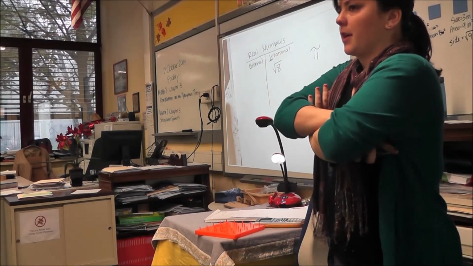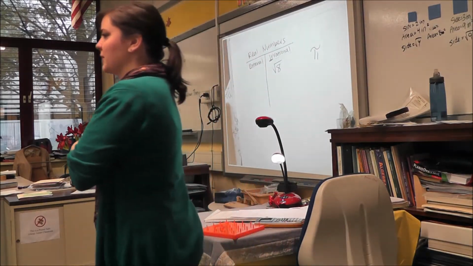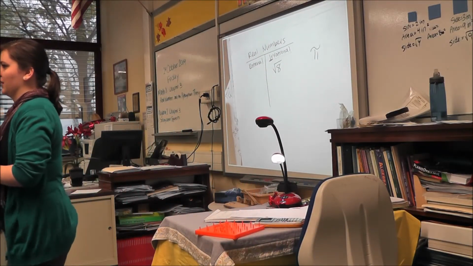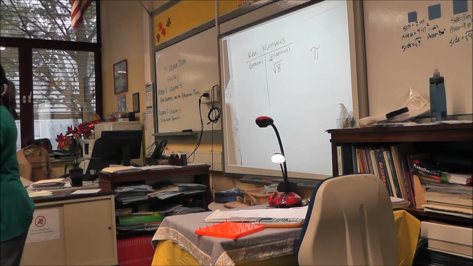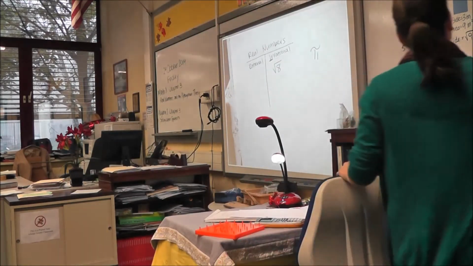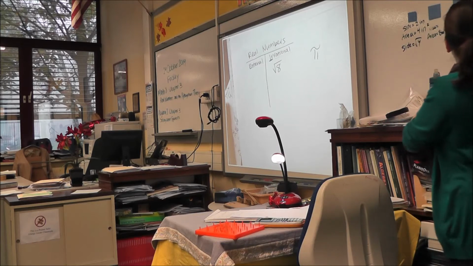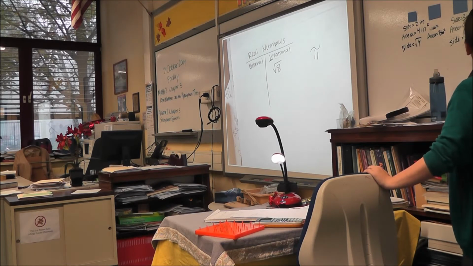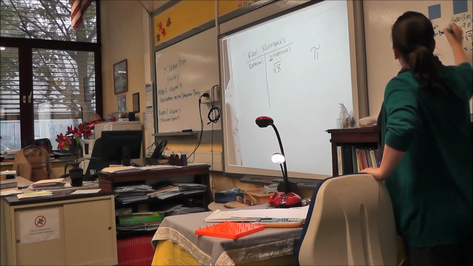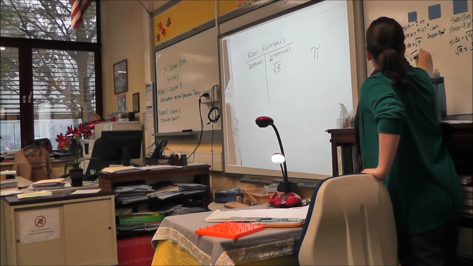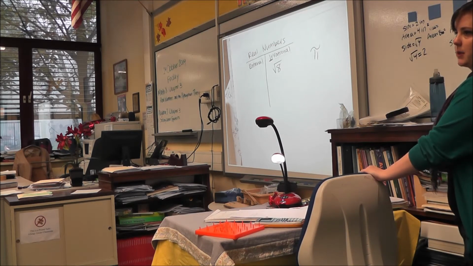Did you guys read your chapter? It's a vocab word. What are all these numbers? Perfect squares. So we don't have to write them like this. We can actually solve the square root of 16. The square root of 16 is 4. Square root of 9 is 3. These are rational numbers because they actually evaluate to something.